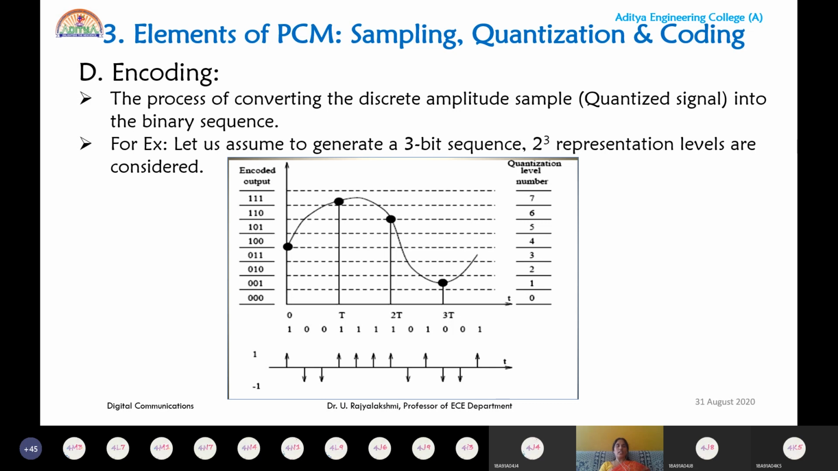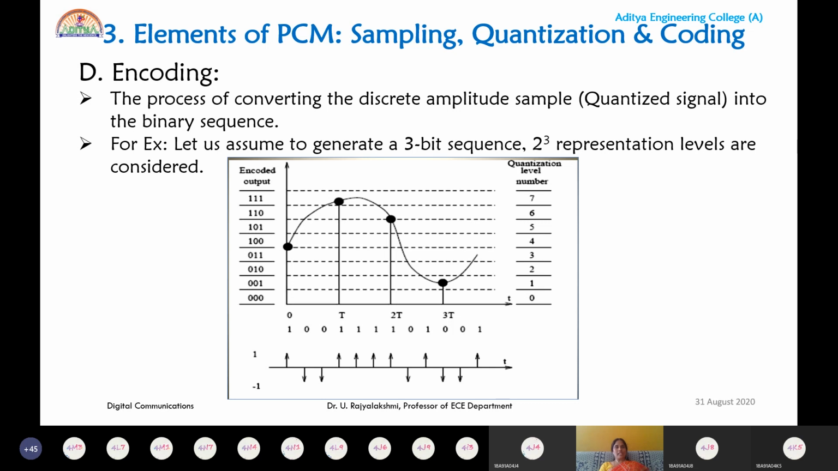It represents that there are 2 power 3 representation levels. So into how many bits can you encode? What is the possibility? You can represent it as a 3-bit sequence. Now, on the left side of the graph, you can observe the encoded output. If it is a 3-bit sequence, how many possibilities are there? They range from 000 to 111 to represent a binary sequence.